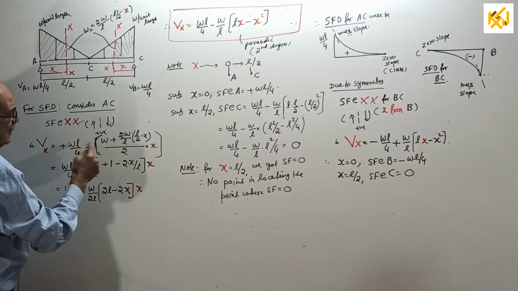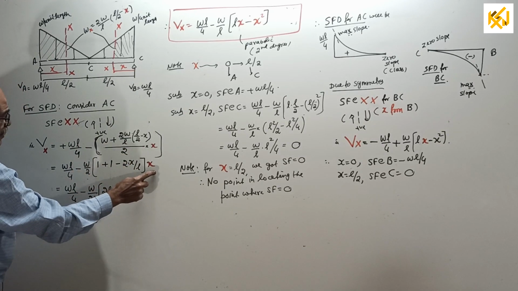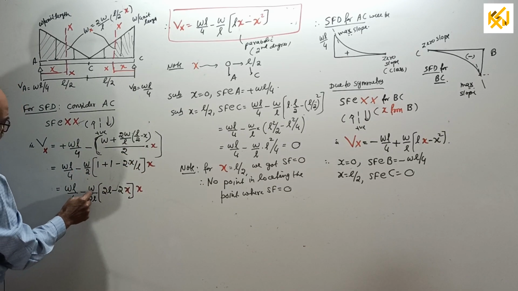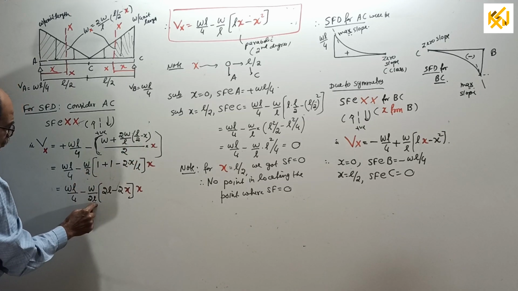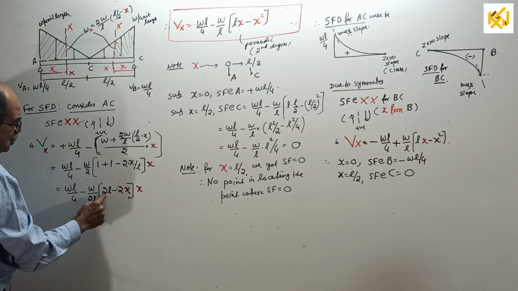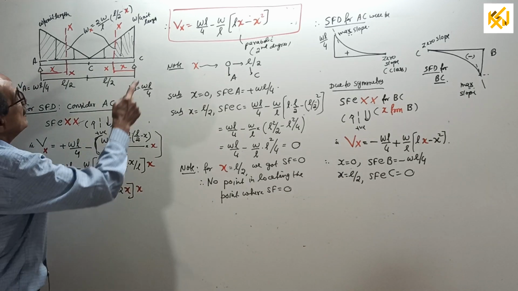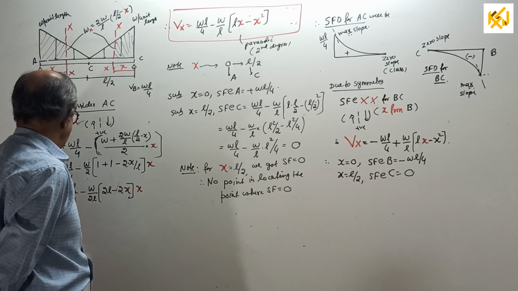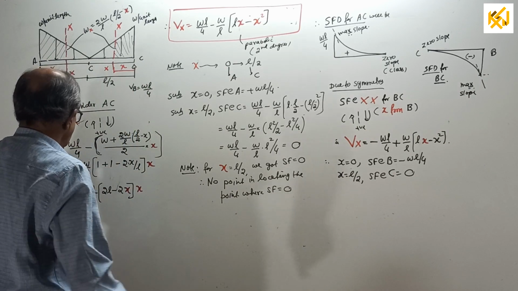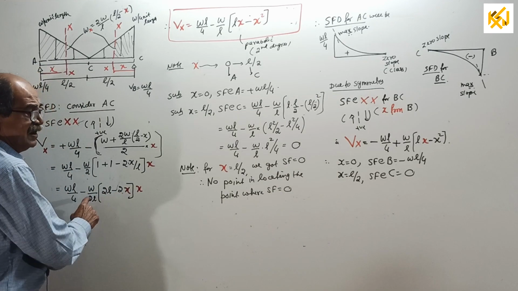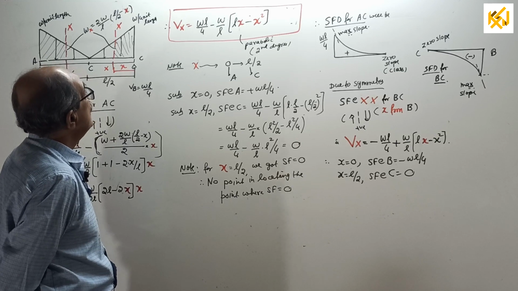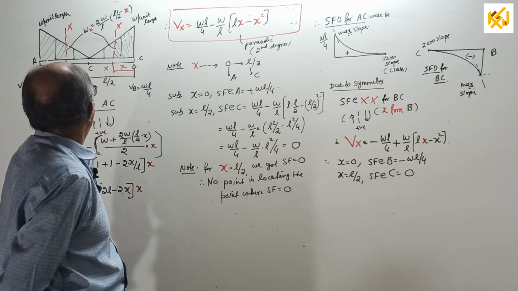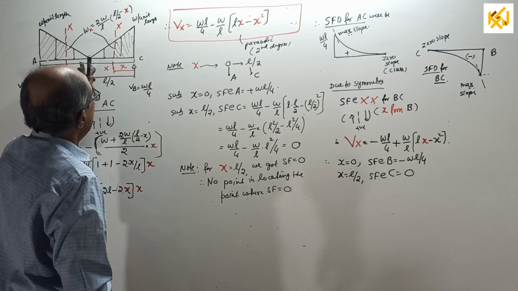W has gone outside and by L will come into x, or WL by 4 minus W by 2L into (1 plus 1 is 2) 2L minus 2x into x, or WL by 4 minus W by L, because 2 and 2 will cancel, W by L into (Lx minus x square) is the expression for shear force for section XX between A and C.